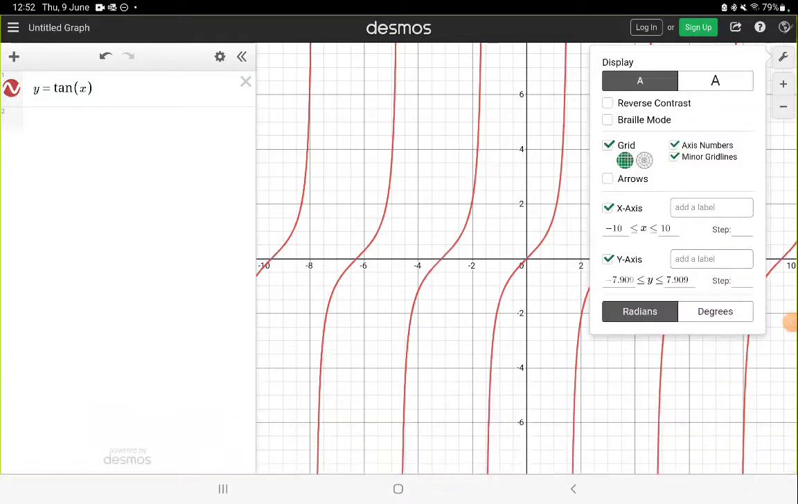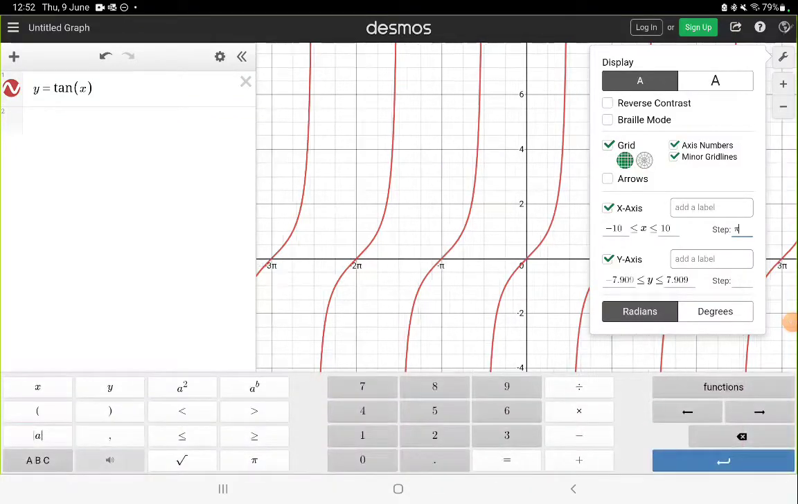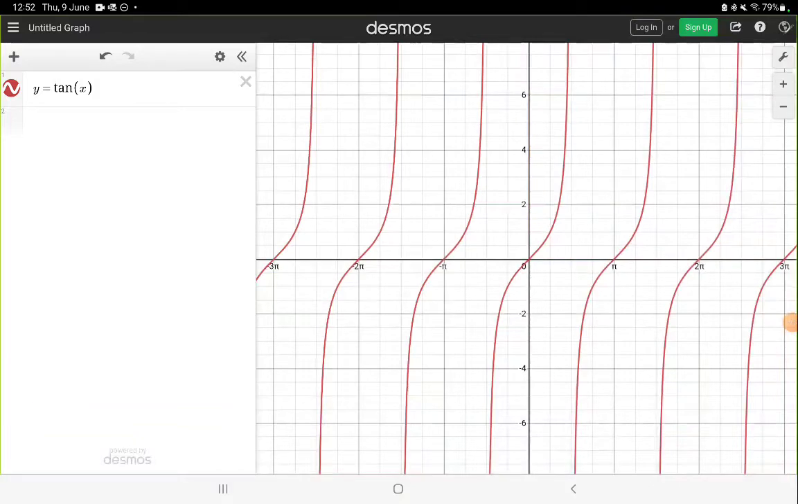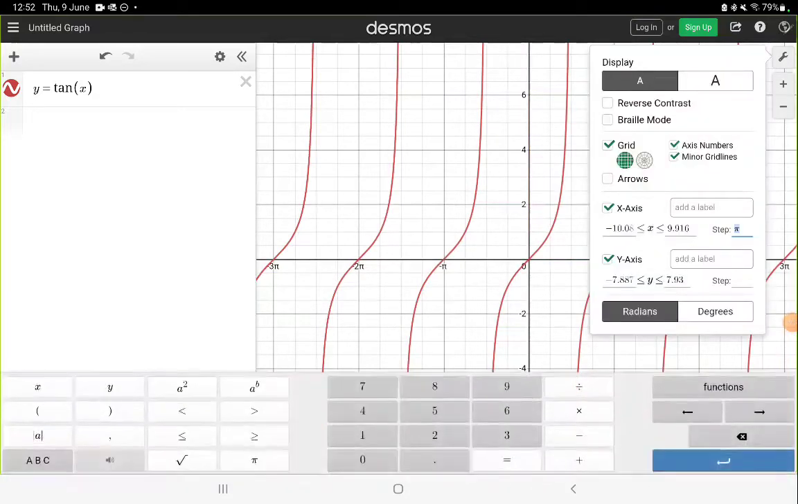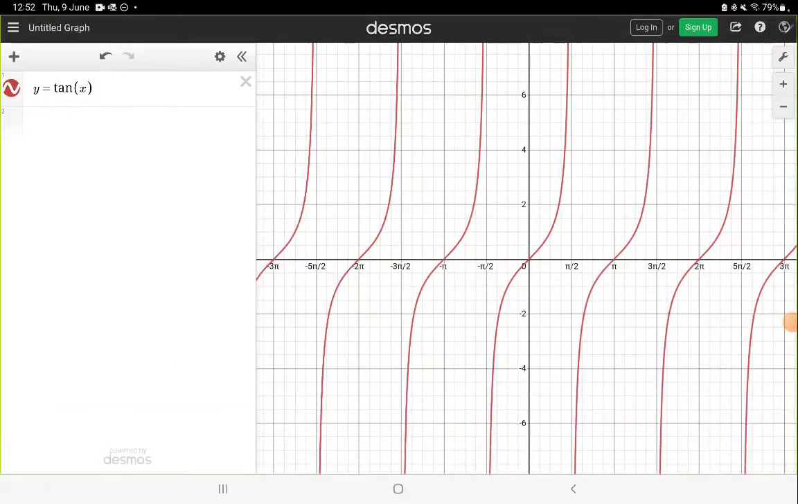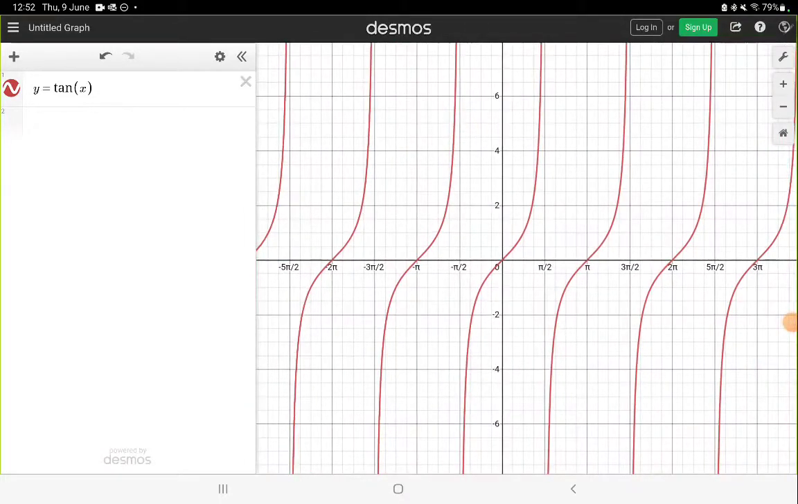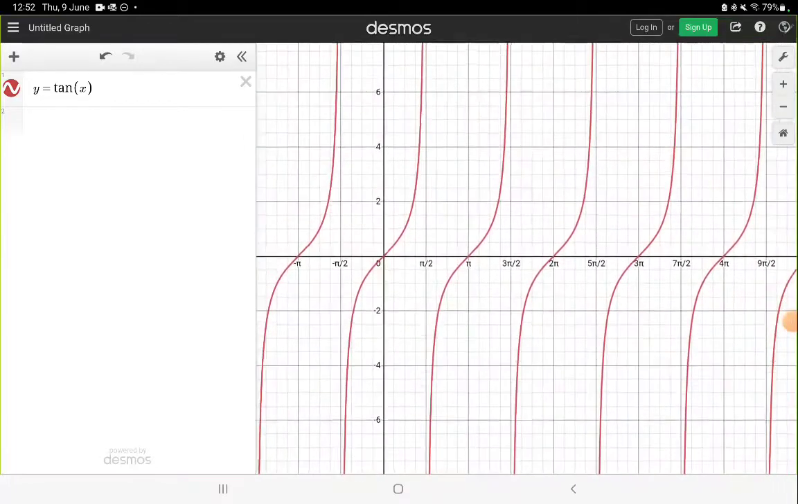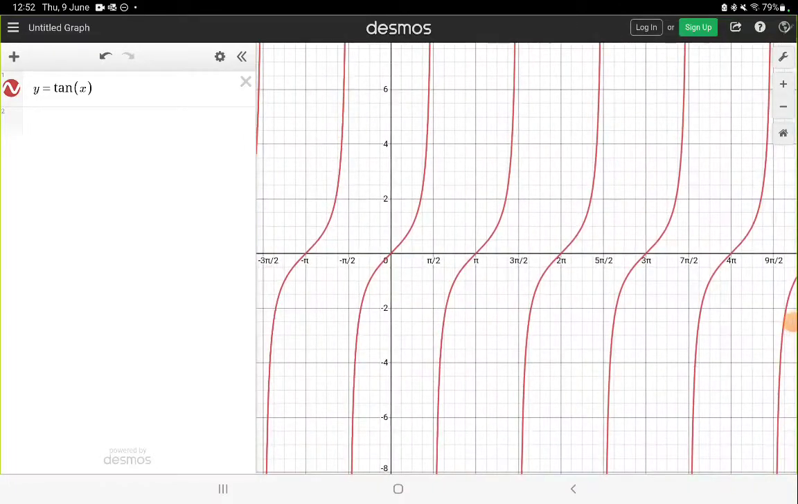Let me set my x label onto pi's. In fact, actually, let's set my thing to pi on 2. Yeah, look at that. That looks much nicer. Okay, so you can kind of get a sense of how awful this function is.